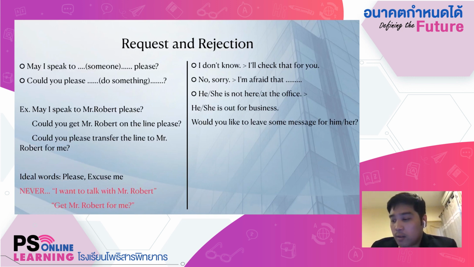So our ideal words are "please" and "excuse me." So in requesting, one holy word is "please." Okay, one holy word. You say "please" or "excuse me." Okay. Never say "I want to talk to Mr. Robert" or "get Mr. Robert for me." This is a kind of demanding or commanding.